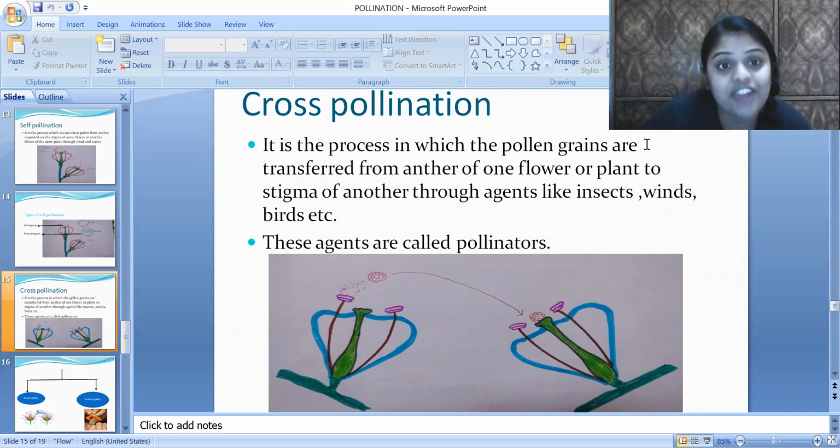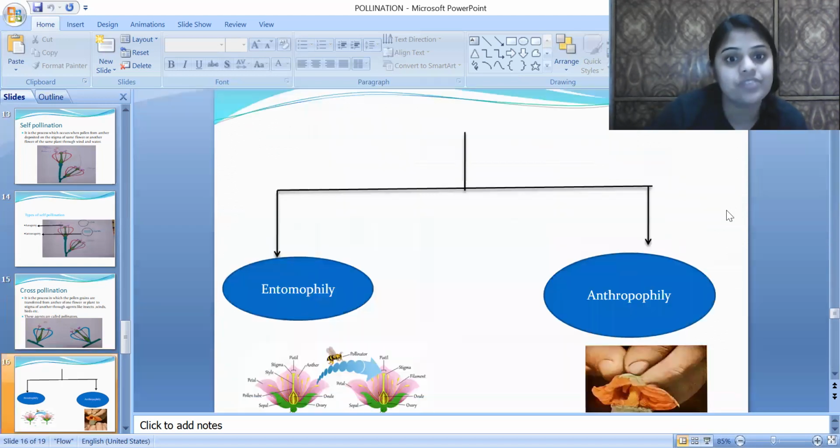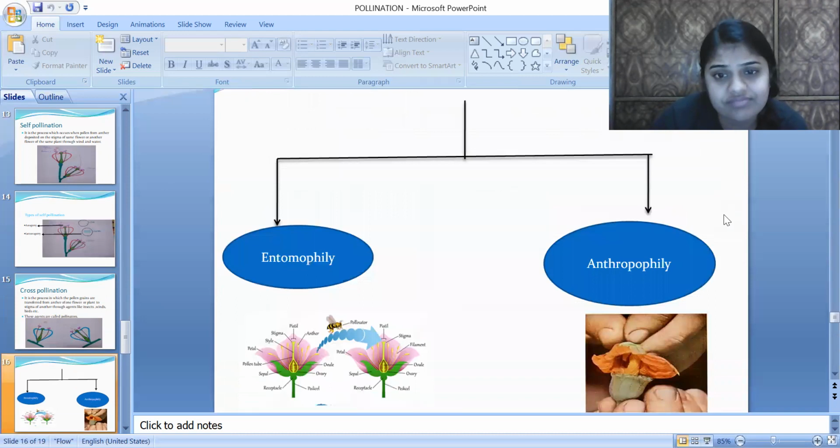Again, let us try to learn cross-pollination with the help of the image. Cross-pollination occurs when the pollen grains from the anther get deposited on the stigma of a different plant. I hope this is clear to you. What are the agents for cross-pollination? A number of pollinators are present for cross-pollination.